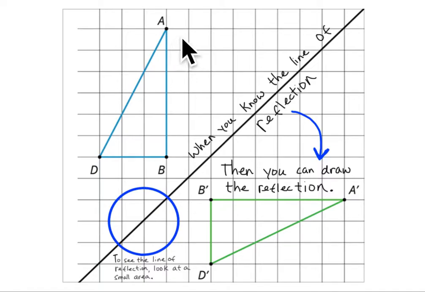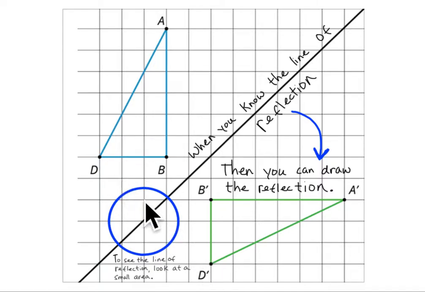I'm going to draw a line from A to the line of reflection that's at a right angle, that's perpendicular. And then I'm going to match this distance on the other side, and that's where A prime, the corresponding point, goes. Now B you can see from the grid. B is one unit, and then B prime is one unit on the other side. And this is a right angle because this is the other diagonal going in the opposite direction. And D is also pretty easy to see. It's 2.5 units.